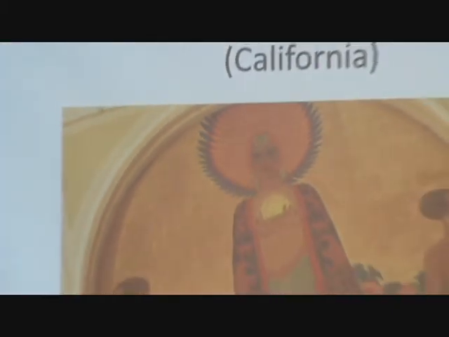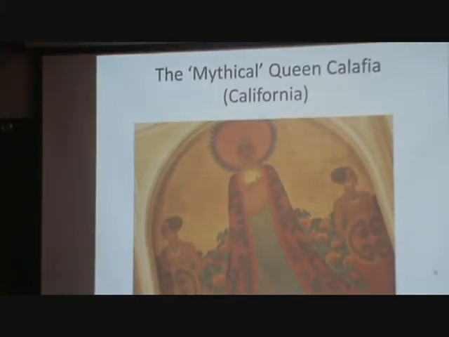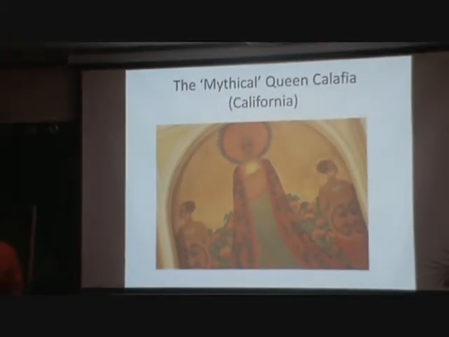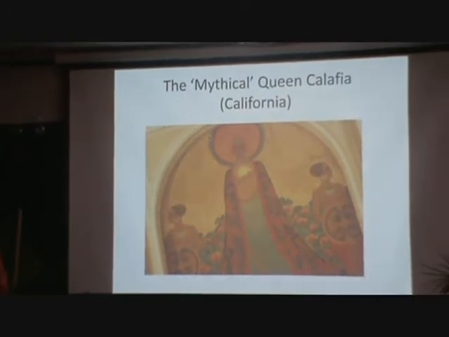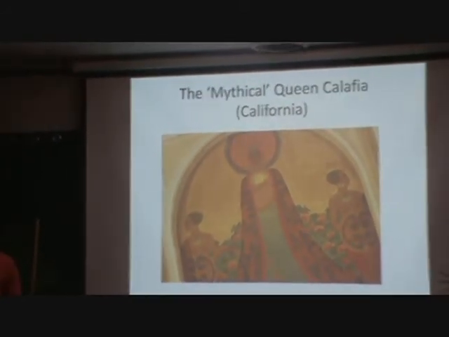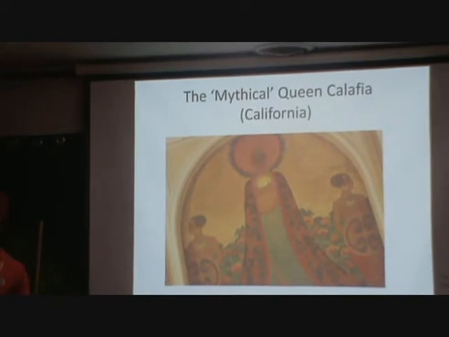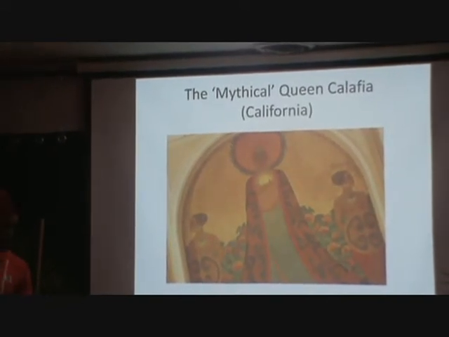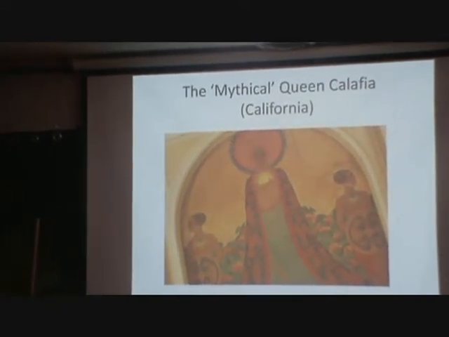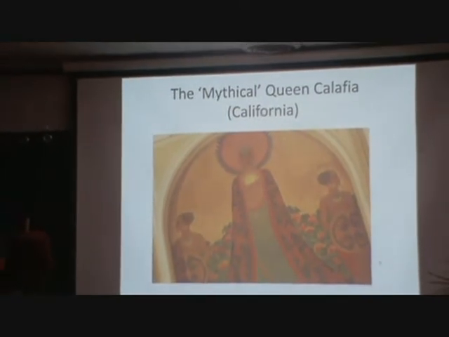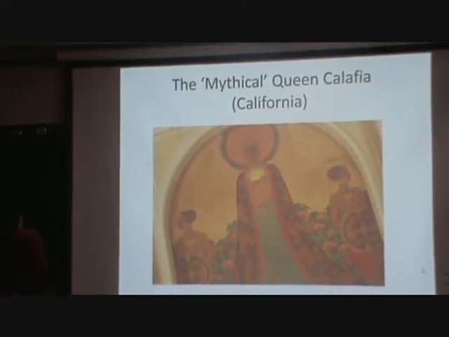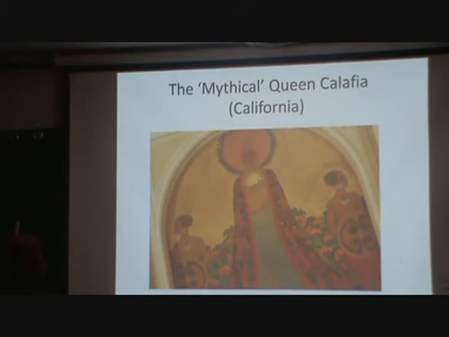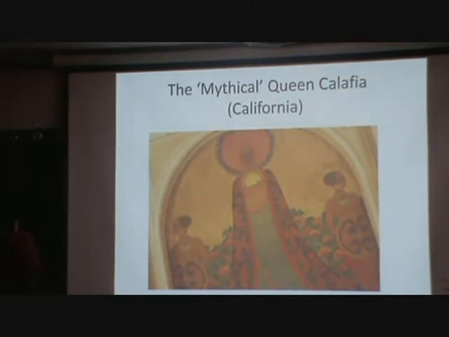A caricature. The mythical Queen Khalifa, who was said to be queen of the Amazons, commanded a legion of 200 sphinxes and waged war somewhere across the Atlantic in the Mediterranean area. So although she's said to be mythical, California is named after her, though.